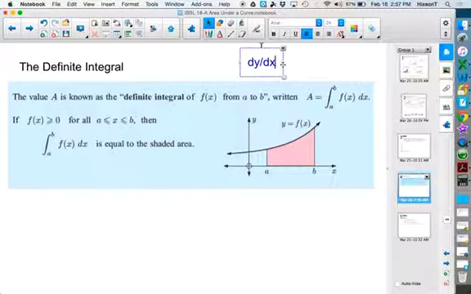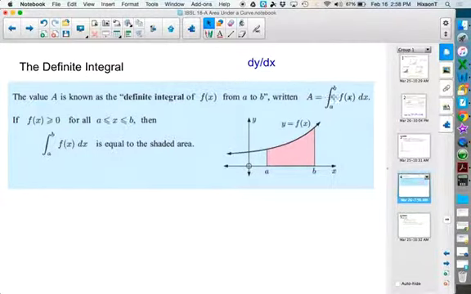Remember, dy was just telling us we're taking the derivative of a function y, and then with respect to x. That's what the dx stands for. Here, we're integrating f of x with respect to x.